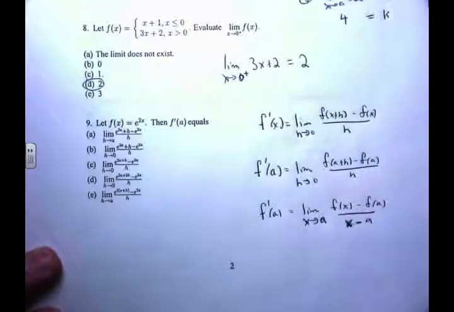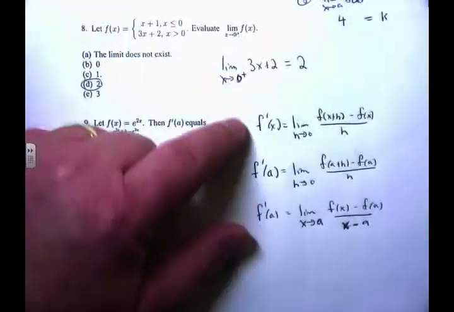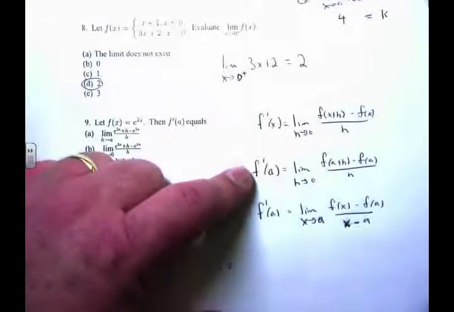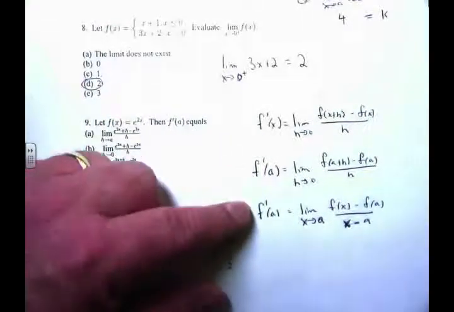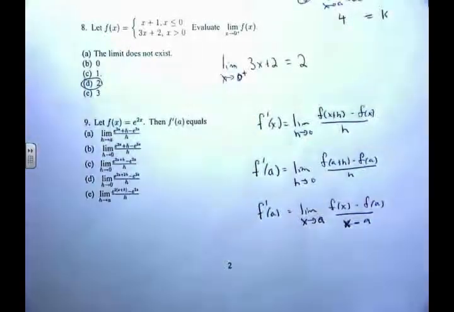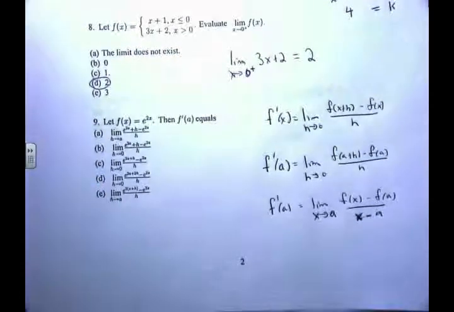There were three definitions of derivatives. This was the definition of derivative of a function. This is the definition of derivative at a point a, and this is also the definition of derivative at a point a. Yes, we expect you to have these memorized. Okay? Now, which one of these three am I going to use for this problem? And it's all in not the question, but how they set up the answers. Which one? One, two, or three?